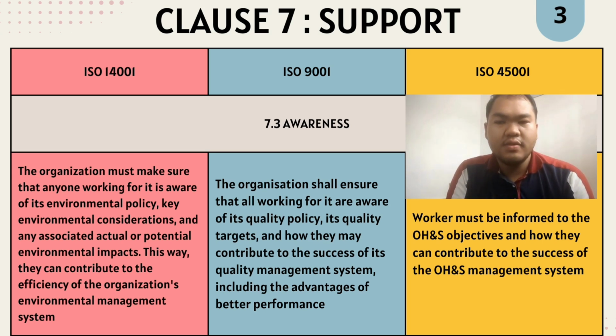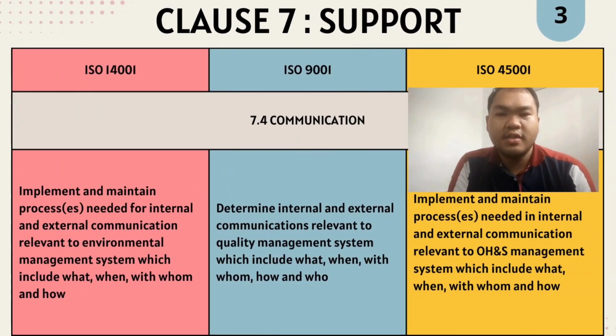For ISO 9001, the organization shall ensure that all working for it are aware of its quality policy, its quality targets, and how they may contribute to the success of its quality management system, including the advantage of better performance. And for ISO 45001, workers must be informed of the OH&S objectives and how they can contribute to the success of the OH&S management system.